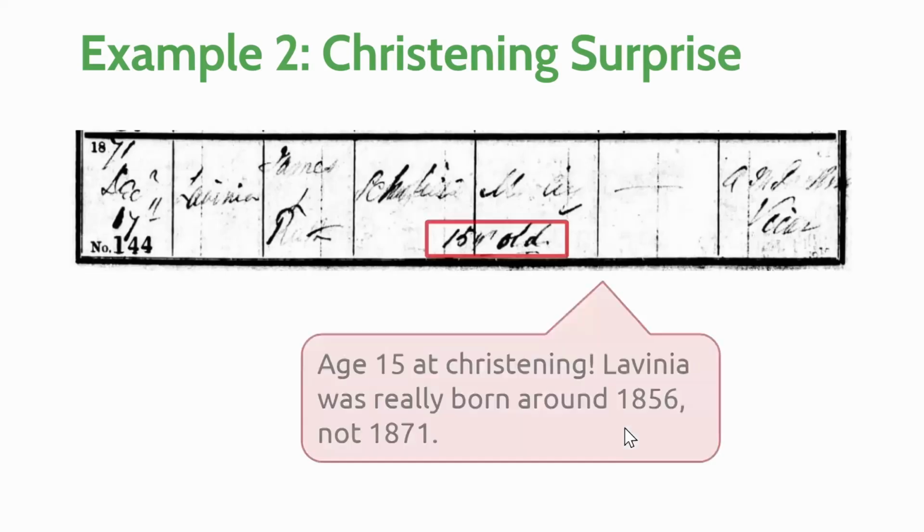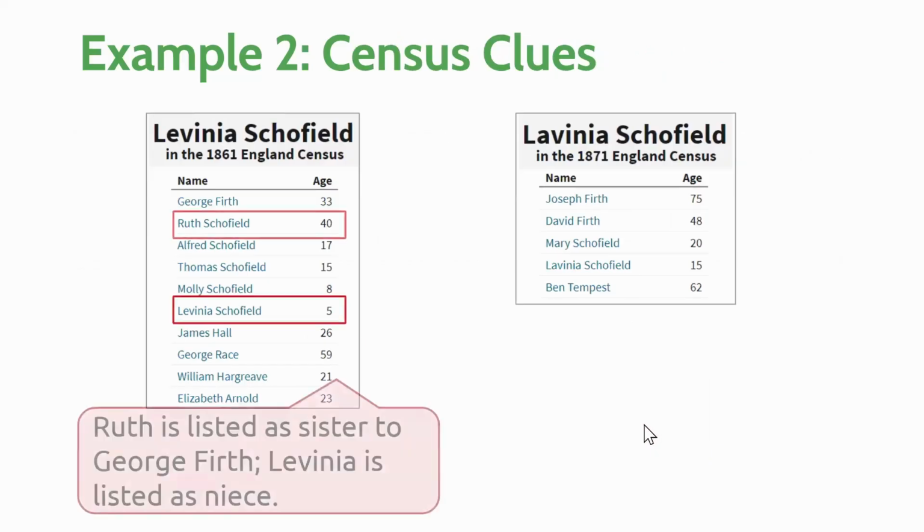Marge, thank you. Notice that Lavinia was 15 when she was christened. That is unusual. Most of the time, children are christened within like a year of their birth. But in this case, for whatever reason, she was christened older, and the clergyman, thank goodness, the vicar, made a note of it. So, no wonder I couldn't find her in the census because she was born in 1856, not 1871. Once I had the right birth date, everything fell into place.